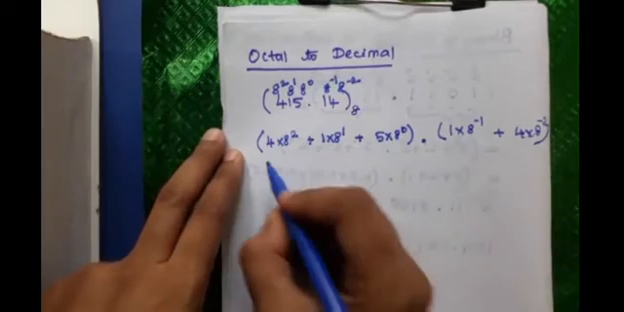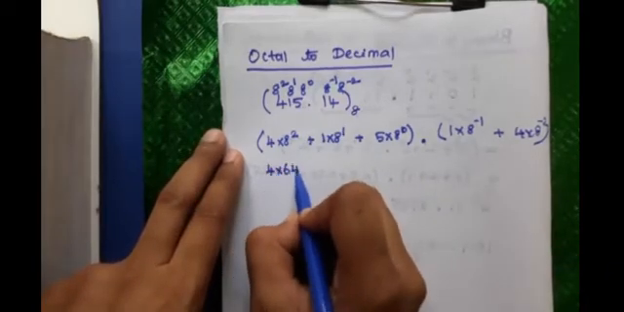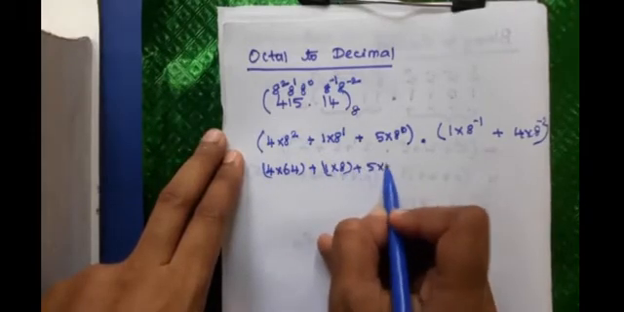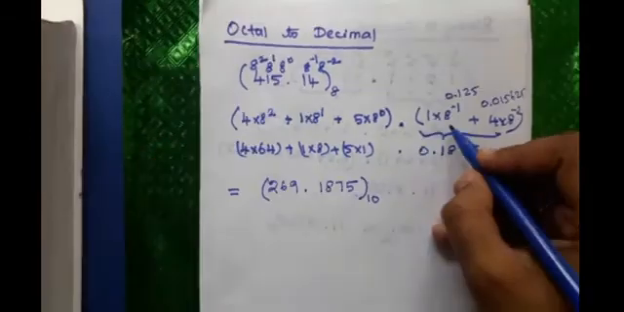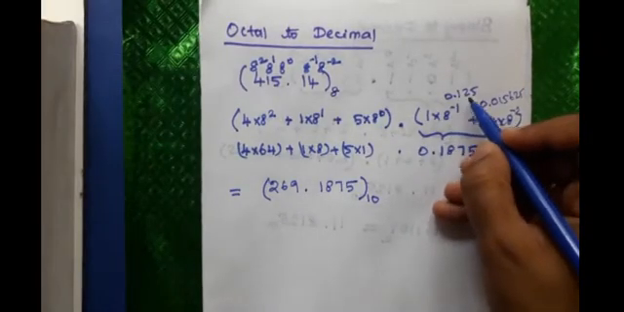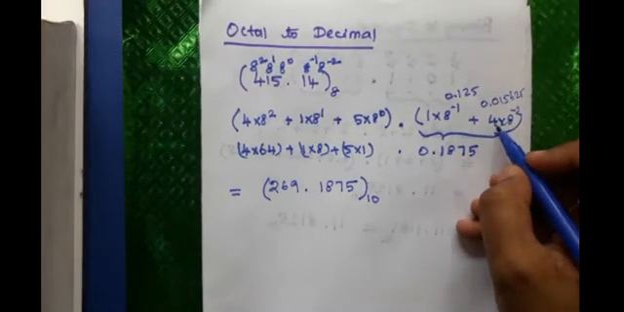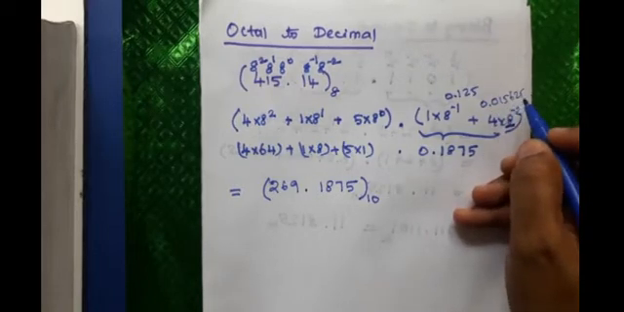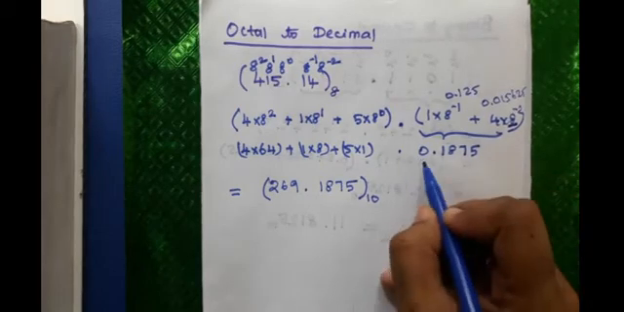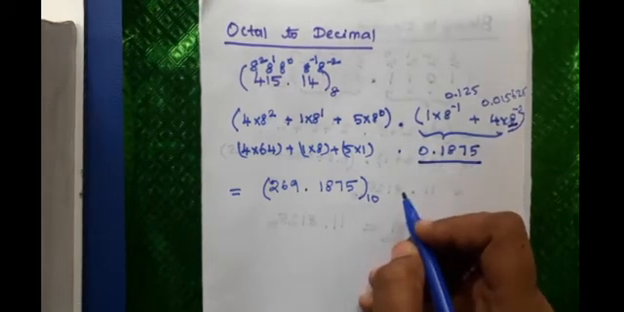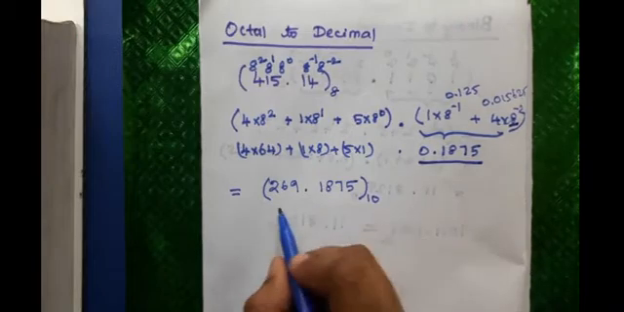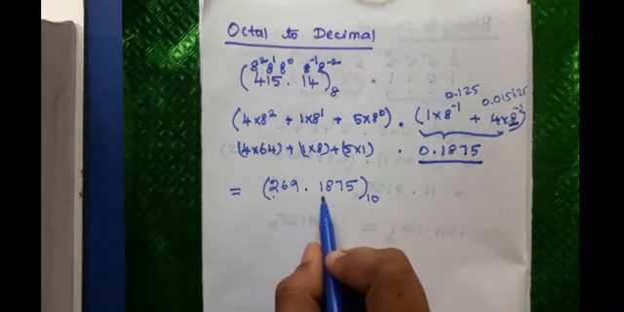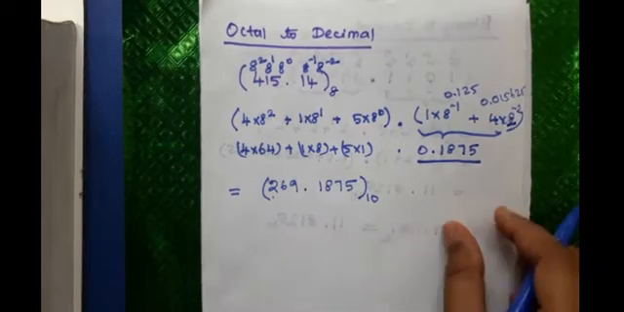By solving this, it is 4 into 64 plus 1 into 8 plus 5 into 1 dot, 8 power minus 1 is 0.125 and 8 power minus 2 is 0.015625. So the sum is 0.1875. The conversion of octal to decimal gives the final answer 269.1875 to the base 10.